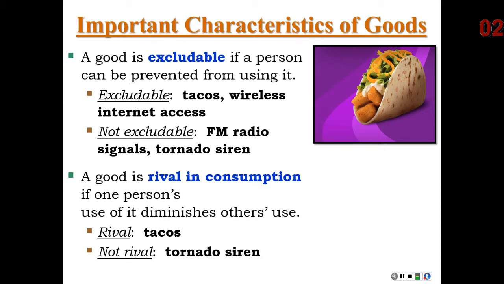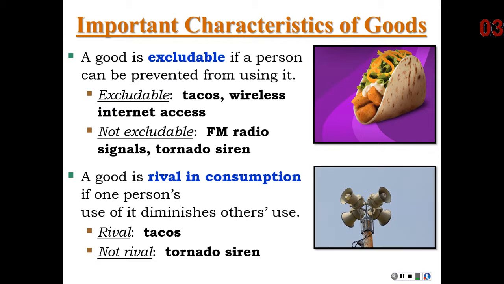But some things are not rival in consumption. Think about a tornado siren. If you hear a tornado siren, that in no way prevents or diminishes your neighbor from hearing the same tornado siren. And so you can both get the benefit at the same time of that warning signal. And so, again, excludability and rivalry in consumption.